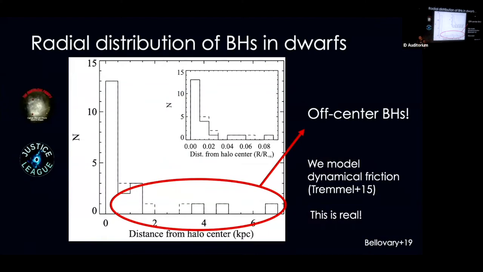And I will remind you that we do model dynamical friction. And so this is a real thing. This is not a numerical artifact. This is an actual dynamical effect going on. And I will show you how it happens.